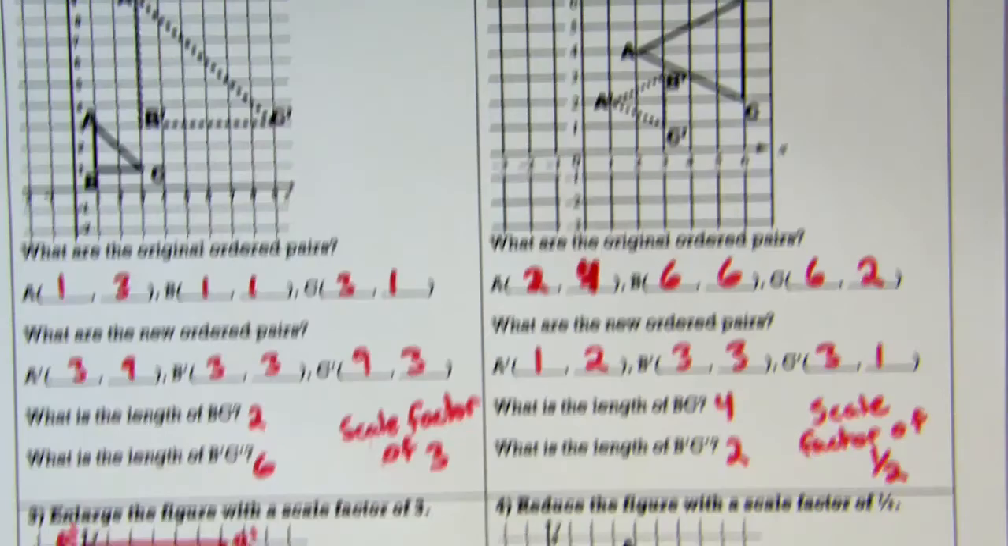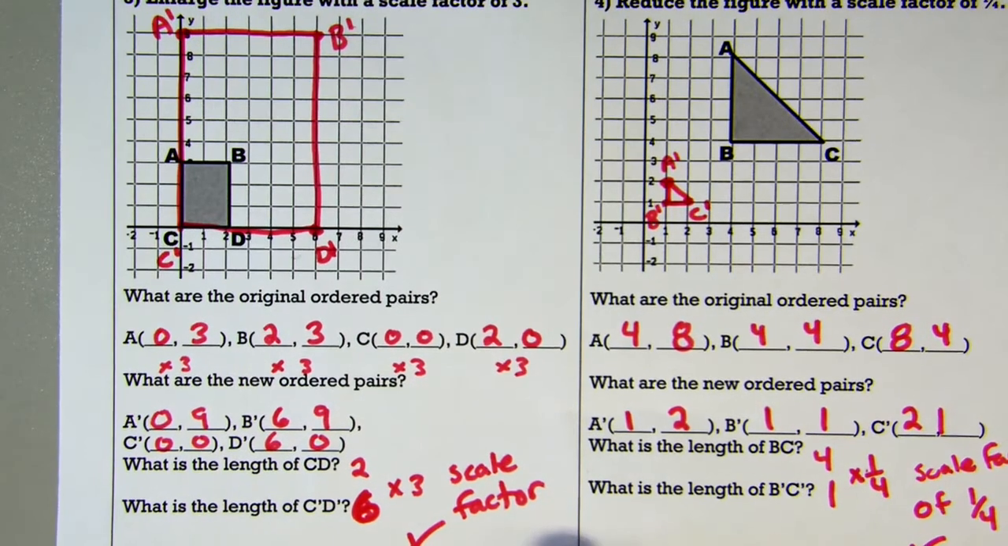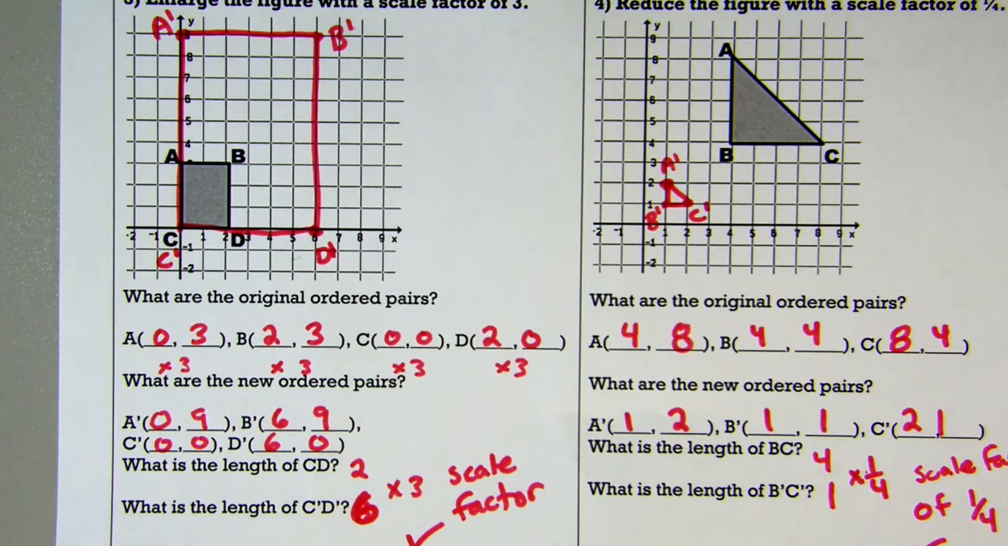Number 3, you should have gotten a scale factor of 3, so you should have looked at your original ordered pairs, multiplied them all by 3 to get your new ordered pairs, drawn it on there, and then you should have checked to make sure that your length of side CD went from 2 to 6, giving you a scale factor of 3.